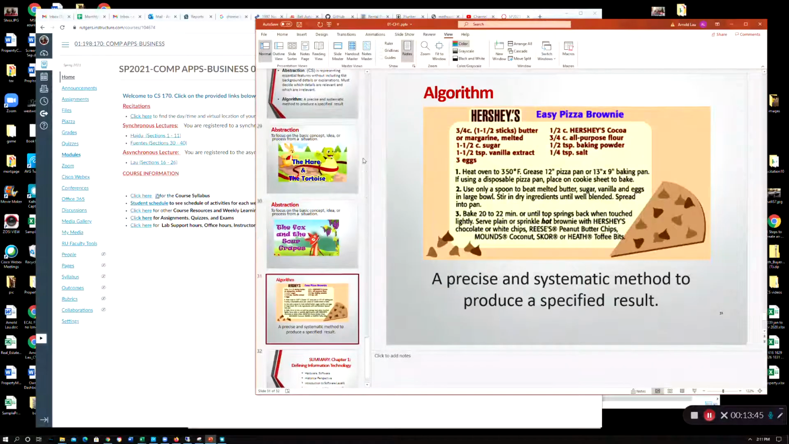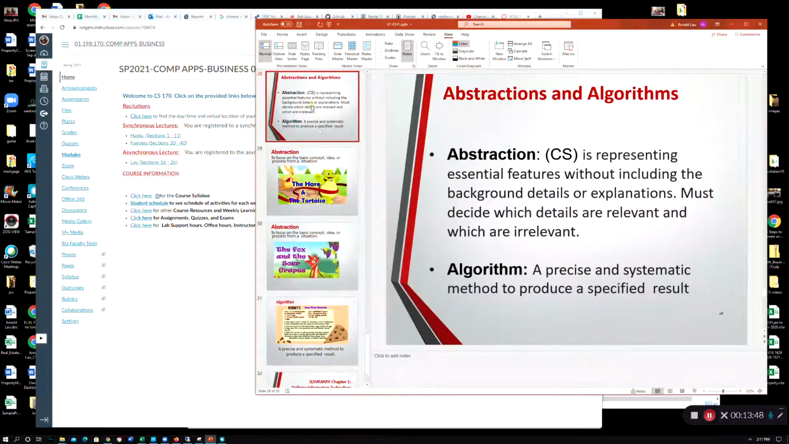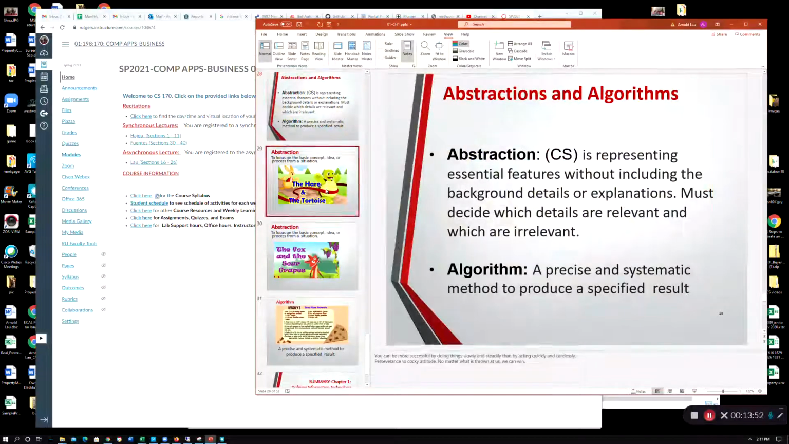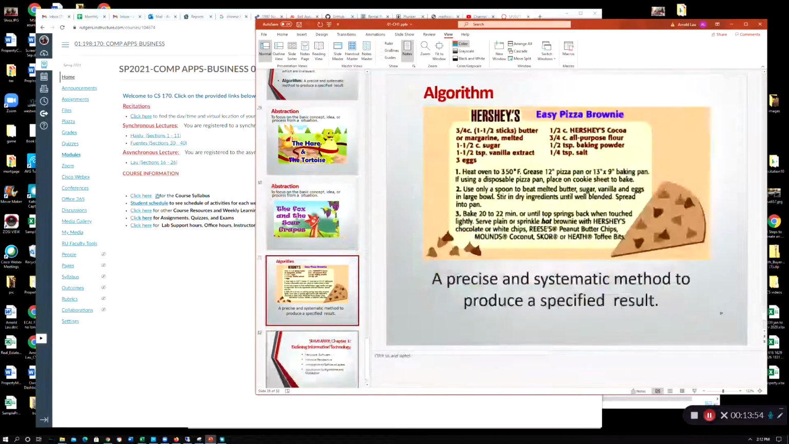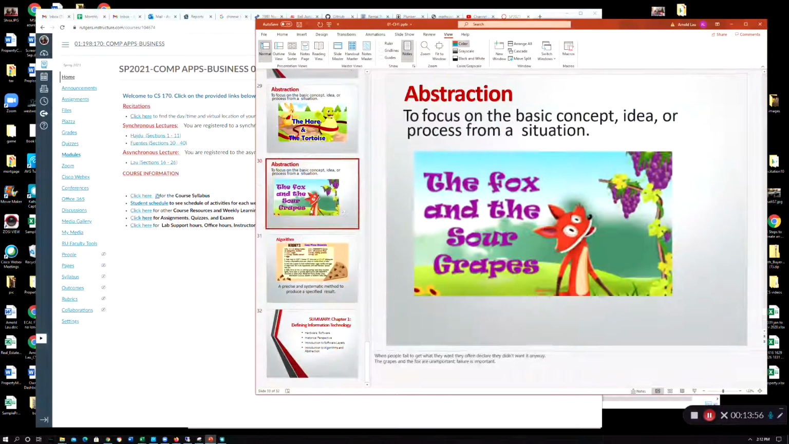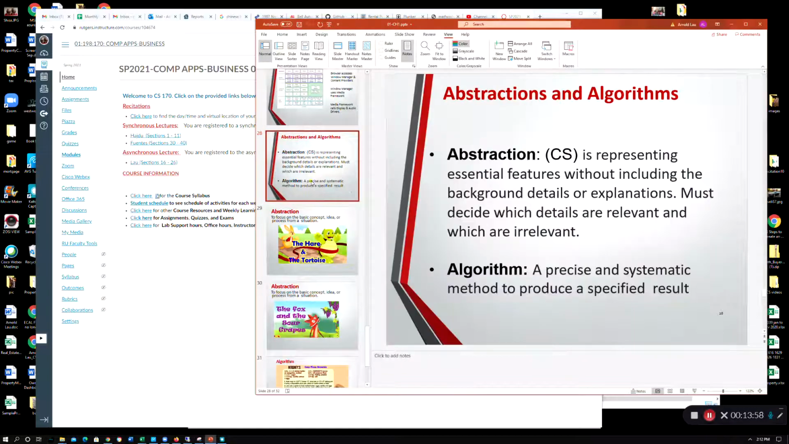Okay, so again, what we covered in this lecture is this idea of abstraction and algorithm. Do let me know if there are any questions on this idea. Otherwise, we'll wrap it up and move on to chapter 2 for your next lecture. Thank you.